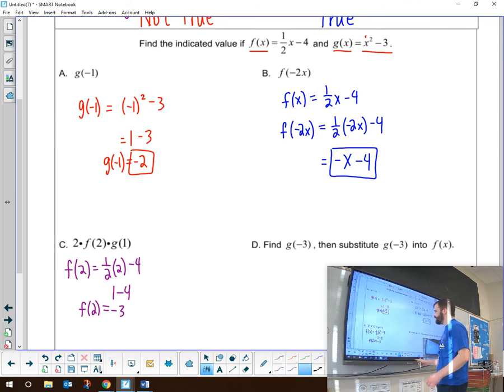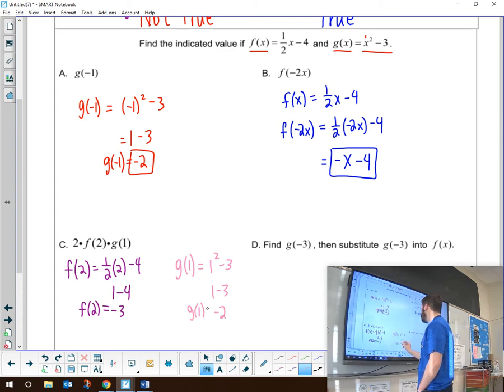Okay, so now we're going to plug in g of 1. So g of 1 equals, well, we're going to take g and we're going to plug it in. We're going to go 1 squared minus 3. Okay, 1 squared is 1. 1 minus 3 is -2. So g of 1 equals -2.